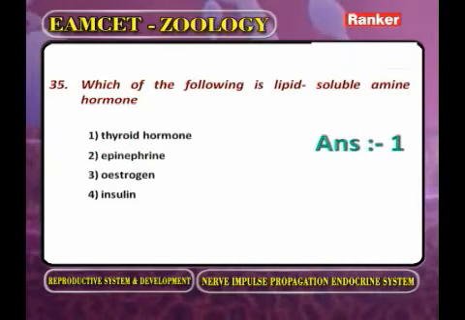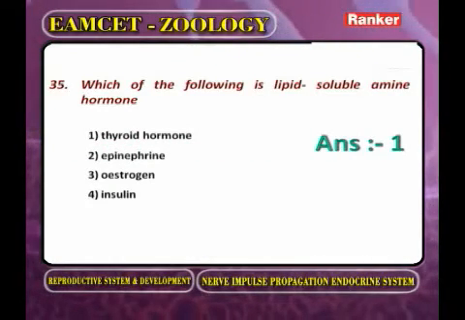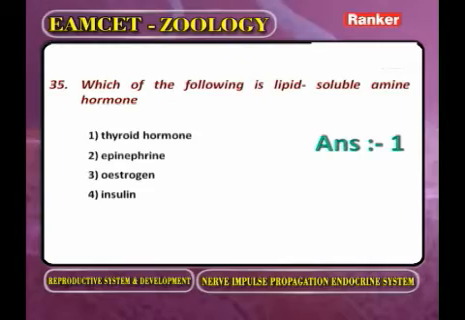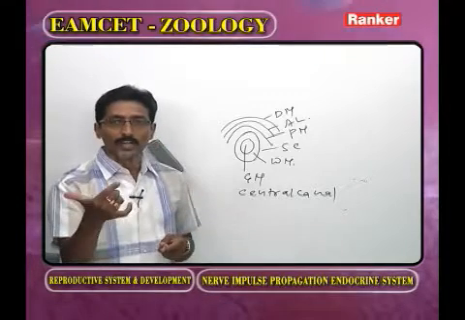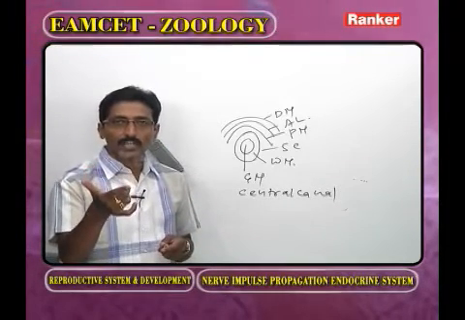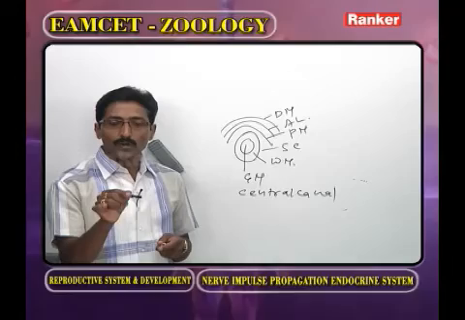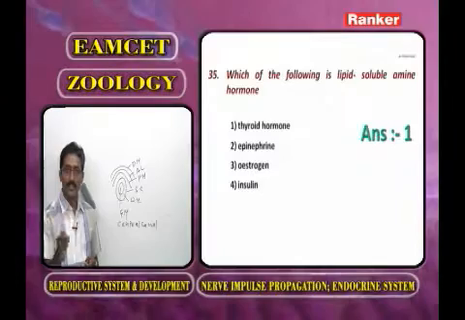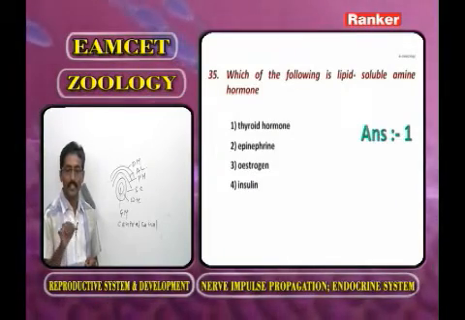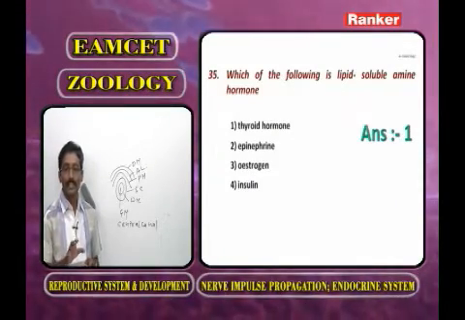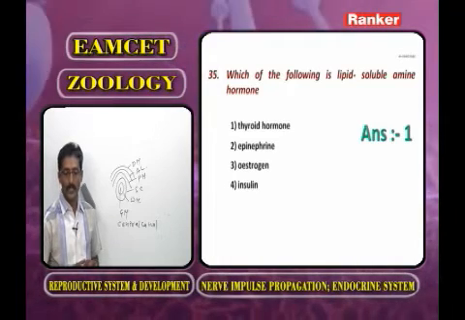Which of the following is lipid soluble? The hormones are classified into fat soluble and water soluble. The fat is also called lipid. Now here, what is the hormone that dissolves in the lipid material? That we call the thyroid. Now the next question.